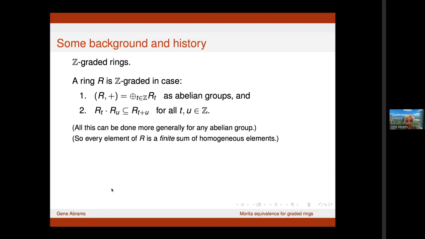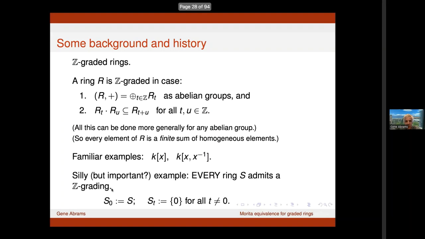And notice what this means. This will be a little bit important later: this decomposition means that you can take any element of the ring and write it as a finite sum of elements inside the appropriate components. There are many familiar and standard examples of Z-graded rings. Take the polynomial ring: in the ith component you put x to the i times k if i is bigger than or equal to zero, and you put zeros everywhere else for all the negative components. Or if you look at the Laurent polynomials, now the ith component is k x to the i for every integer i. And the multiplication clearly works out the way that you'd like.